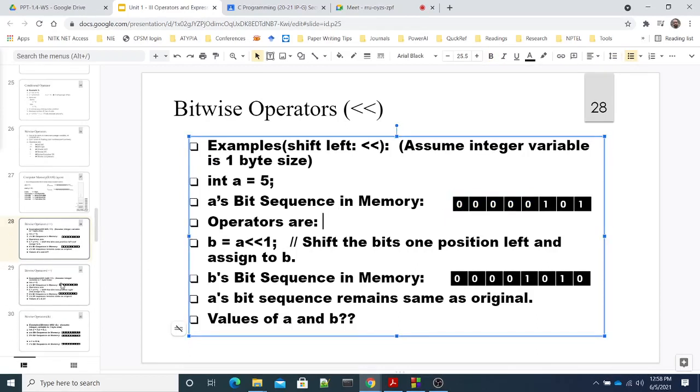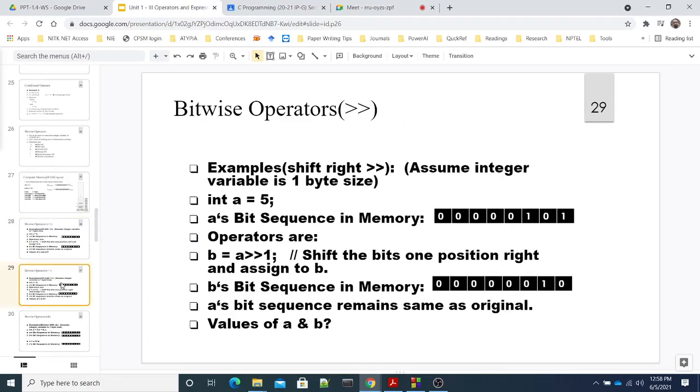So we will move on to the next operator, bitwise right shift. Exactly reverse of what we have seen. In shift left, it is shifted towards left. Now in shift right, the bit sequence will be shifted towards right. That means the rightmost digit will be thrown out of the memory, and on the left side one new 0 will be inserted.